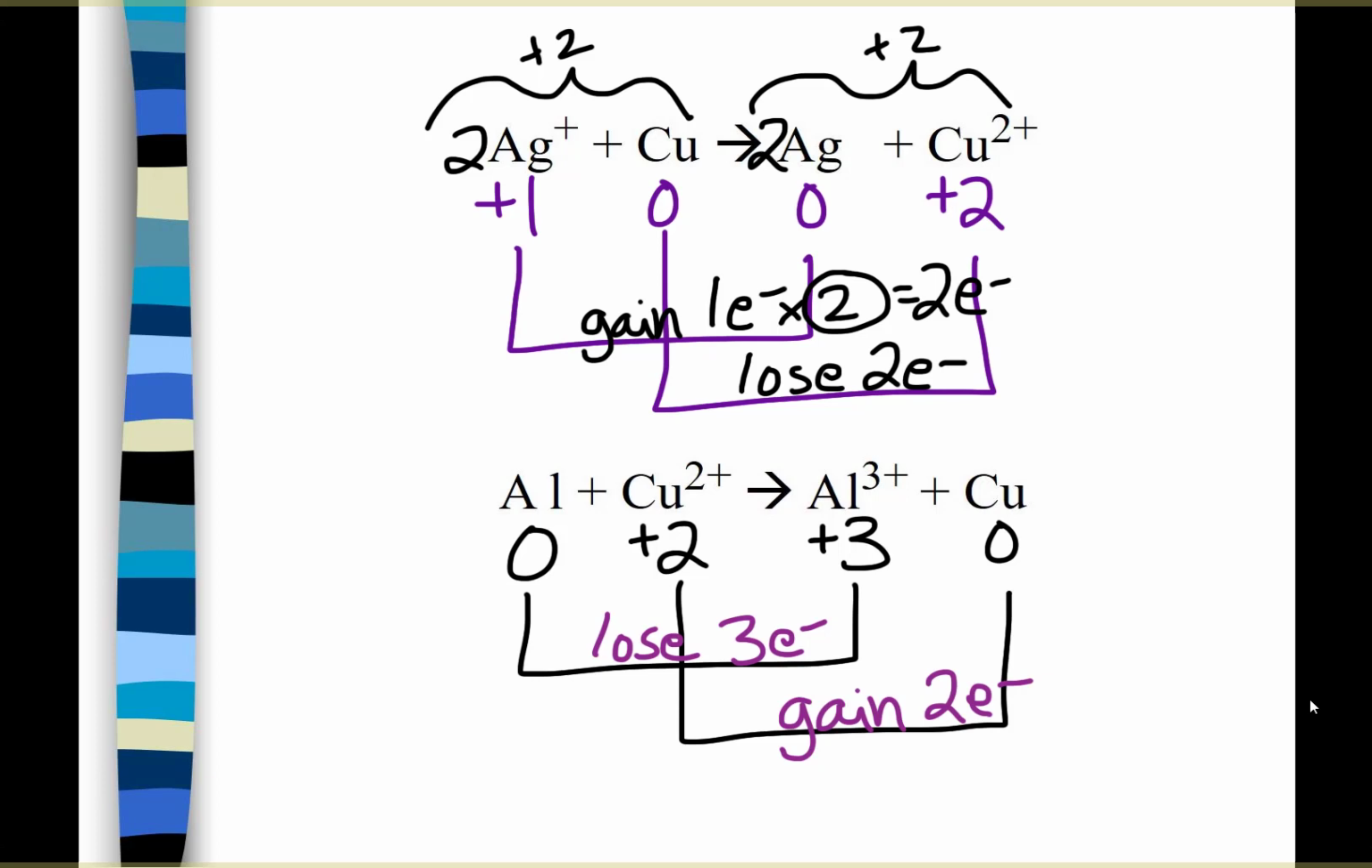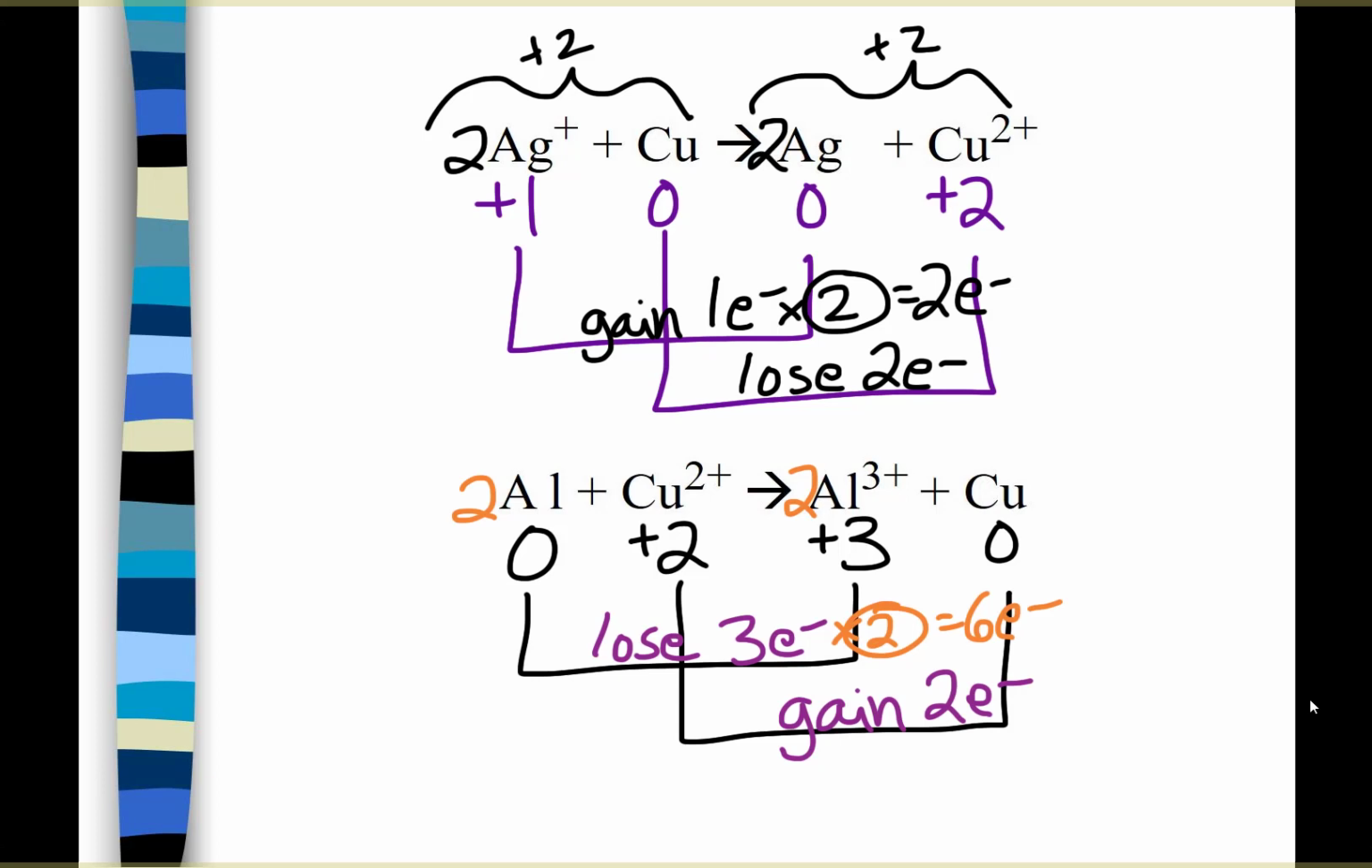So a number that 3 and 2 go into is 6. So I'm going to multiply this one by 2, and then I'm going to put a 2 in front. That's multiplying everything by 2. So each one of these aluminums is going to lose 3 electrons for a total of 6.